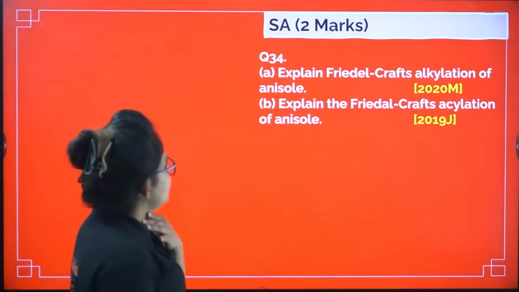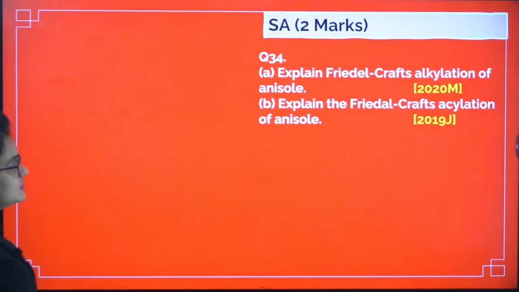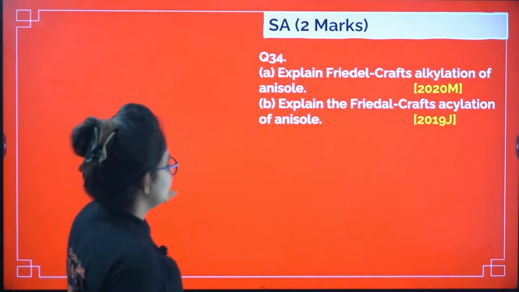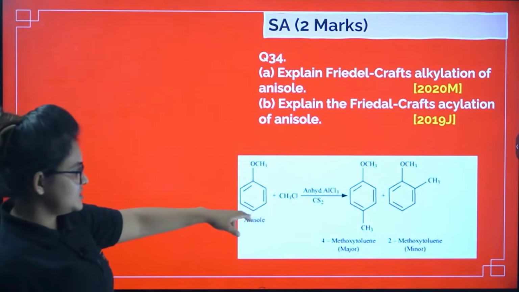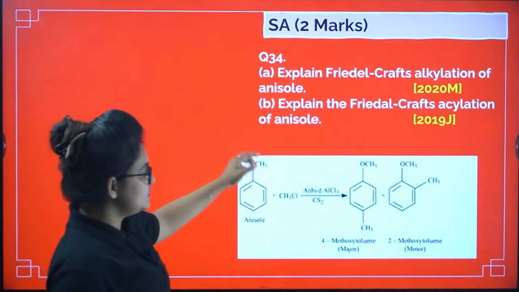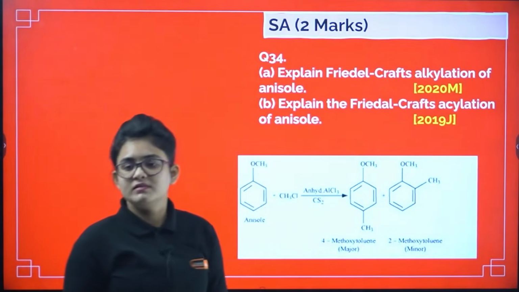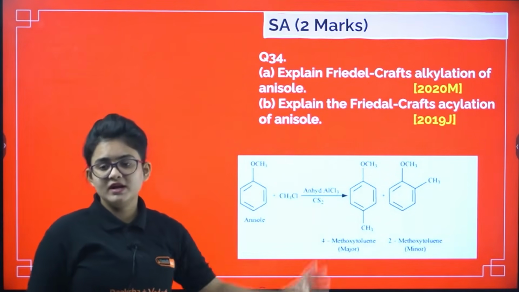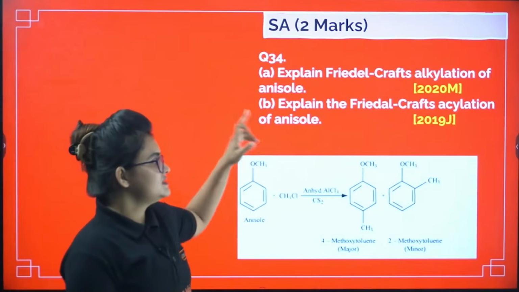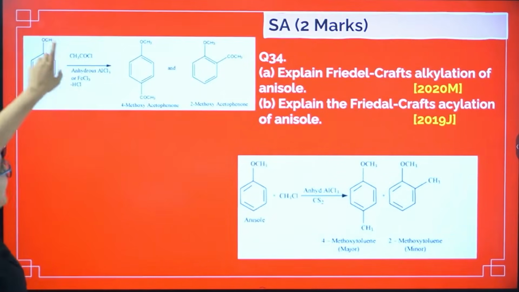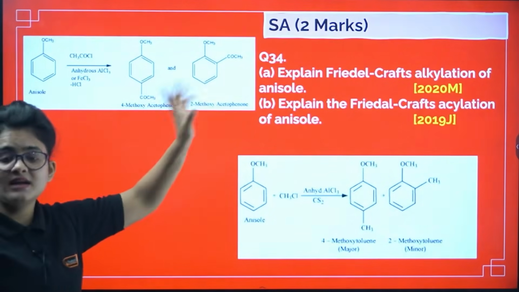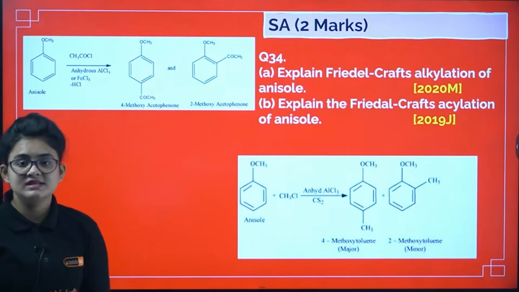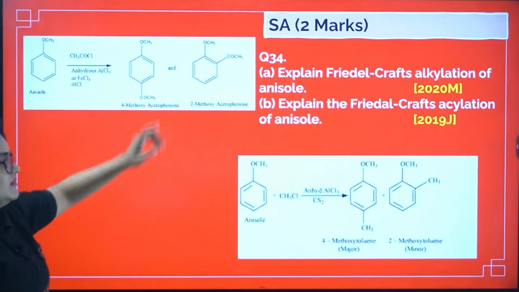Let's proceed. Explain Friedel-Crafts alkylation and acylation in anisole. So this is your alkylation reaction. If you treat this with methyl chloride in presence of anhydrous aluminium chloride, you will get ortho and para substituted products. This is electrophilic substitution. This is your acylation. You have to treat this with acyl chloride, CH3COCl. You will get one ortho, one para.